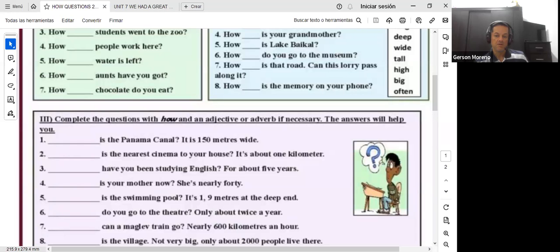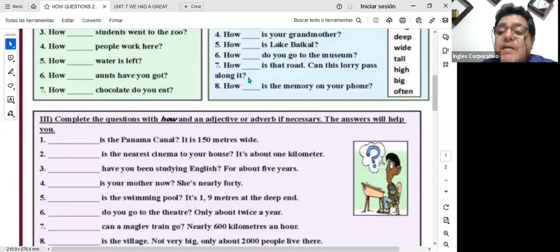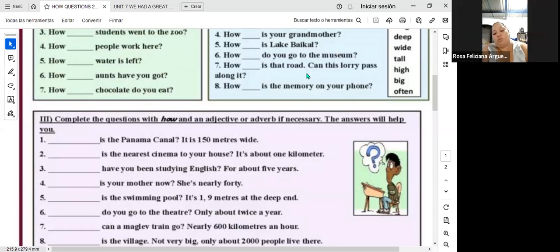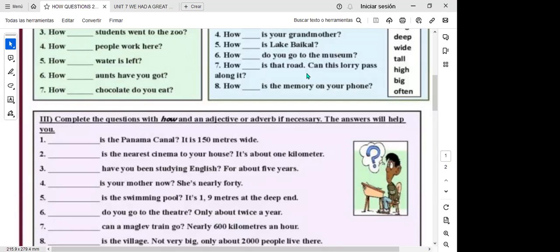Tell me. Teacher, in number seven, how wide? Yes, number seven. How wide is the street? Oh, it's 10 meters. Okay. For example, Harrison, the question I asked, is it wide or narrow? How are the streets in Salvador? They are wide, they are narrow.